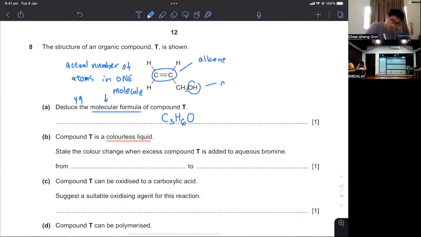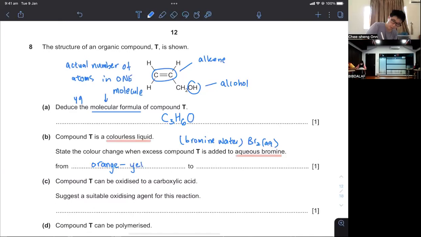It has alcohol. These are 2 different topics from your organic chemistry. Aqueous bromine. Aqueous bromine is Br2, aqueous. It's also known as bromine water. Sometimes we say we can add bromine water. Bromine water means bromine dissolved in water. And this is orange yellow.